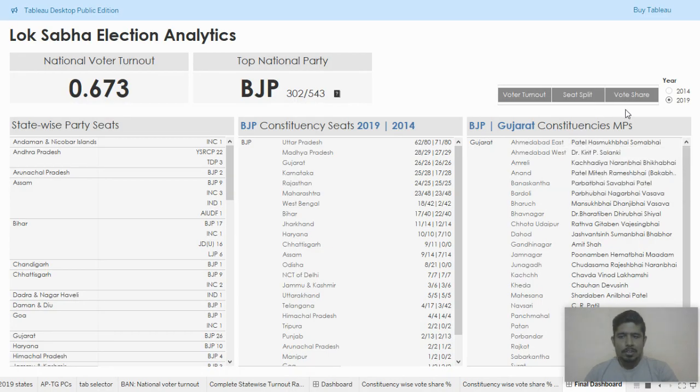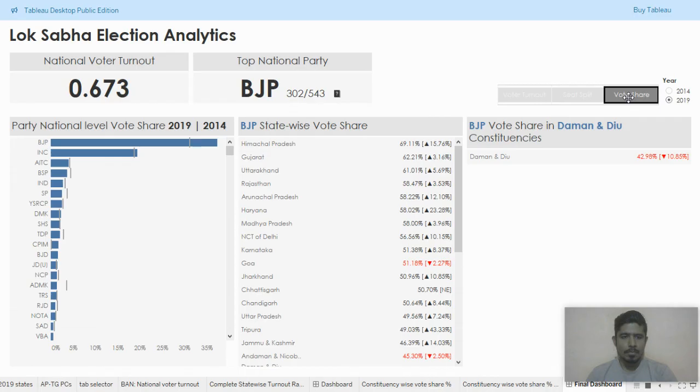Moving on to the third tab, which is vote share. So the very first table, party national level vote share, is showing the vote share of different parties at national level. So in 2019, BJP secured 37 percentage of the total votes of India. But earlier in 2014, BJP was able to secure only 30.97 percentage of the total votes of India.